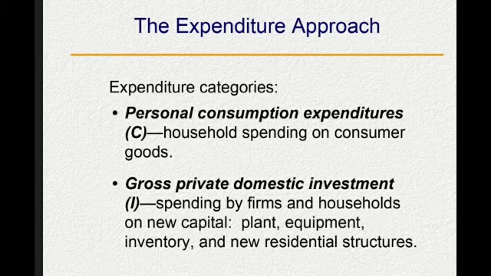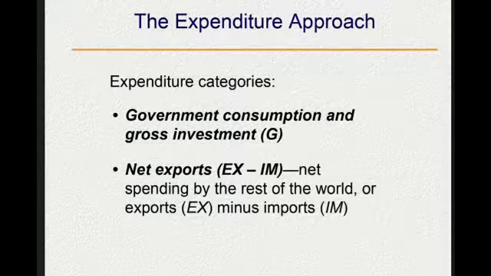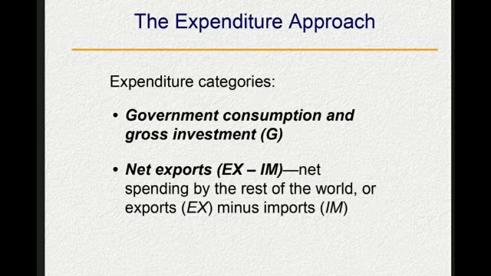The next category is government consumption and expenditure, which denotes G. So this is the consumption of government and gross investment. And the last is net exports. We are exporting goods to foreign countries and also importing from foreign countries. So net exports means the difference between export and import. So these are the four categories of the expenditure approach.